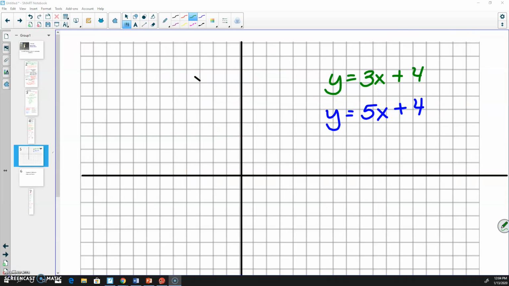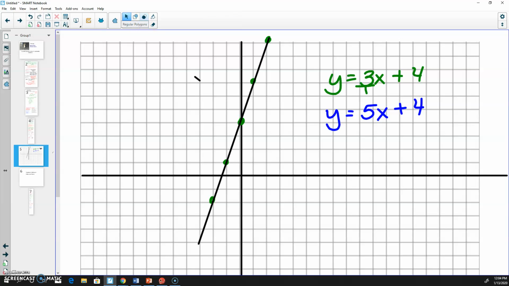Okay, so we said the slope is going to be more steep. So let's graph the first one first. Where's the starting point? 4. 1, 2, 3, 4. And your slope is up 3 over what? 1. So up 1, 2, 3 over 1. Can I also go down 1, 2, 3, backwards 1? So your line would look something like this.